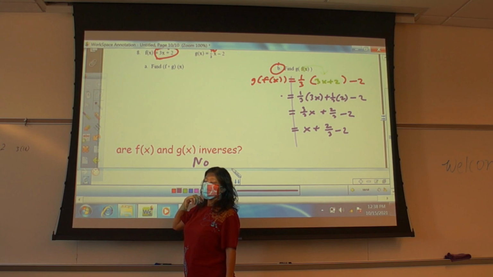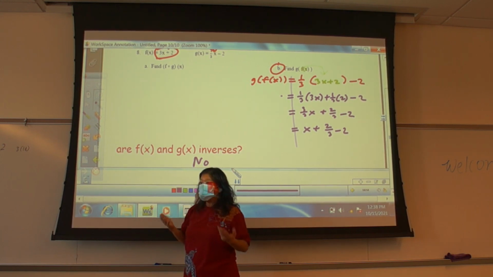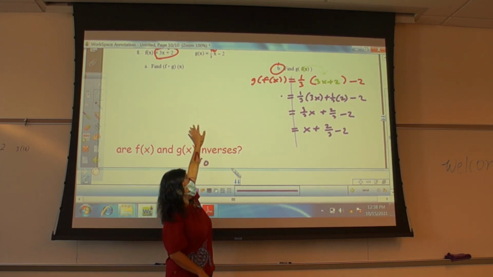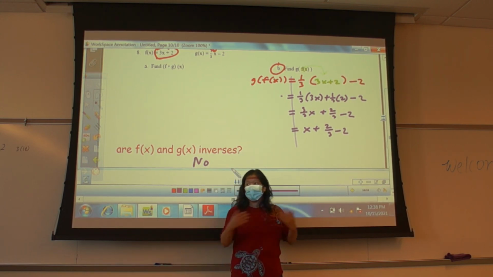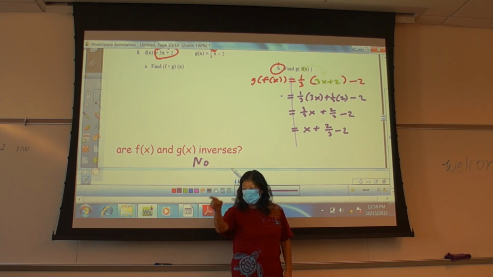So neither one of them is right. This one's saying it's not an inverse. This one's also saying they're not an inverse. They're both saying they're not inverses. So if the total answer equals x on both of them, then it's an inverse. If you break it all the way down and you end up with x, you do all that work.